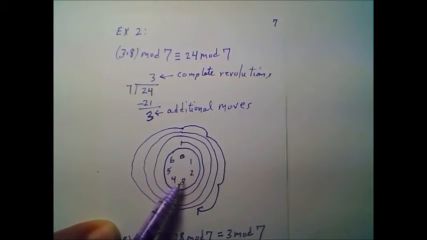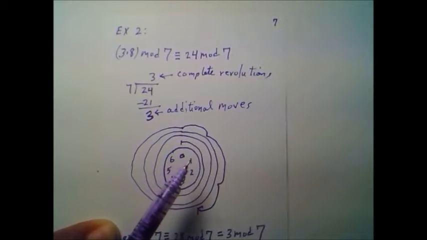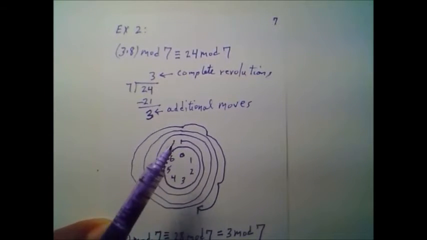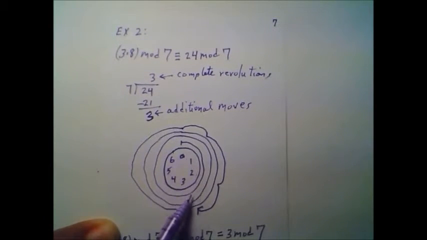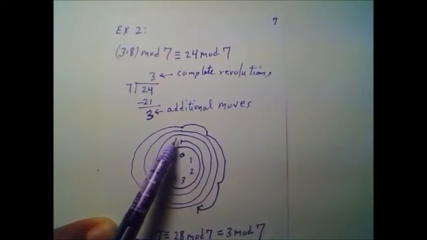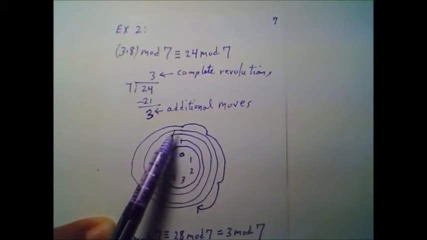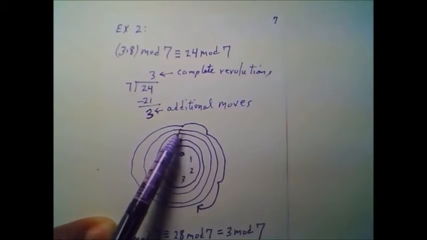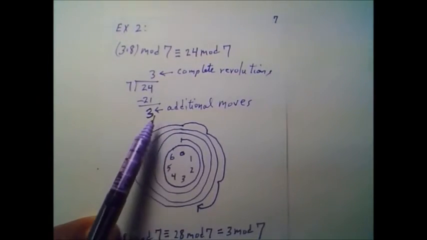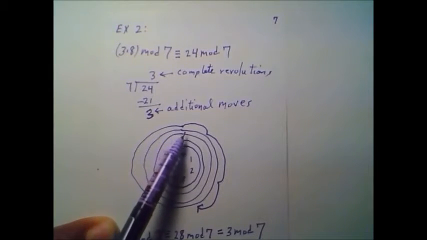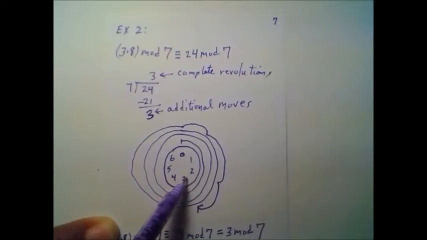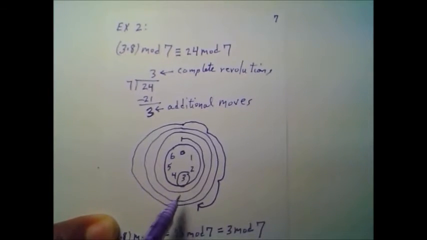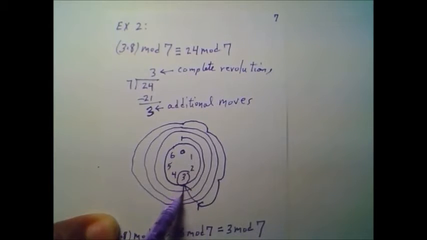As I stated, you start at 0 and you go the total number of complete revolutions first. So we had 3 complete revolutions. So we're going to start at 0, go around once, twice, 3 times. And then we look at the remainder. The remainder tells us the additional moves that we have to make. The remainder is 3, so we go to the right, 1, 2, 3. And we end up, class, at 3. That's the answer to the problem. Wherever you end up, that's the answer to the problem.